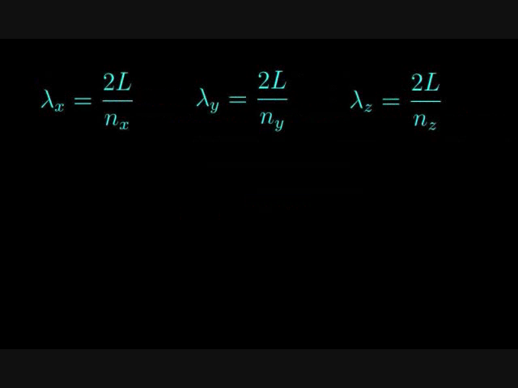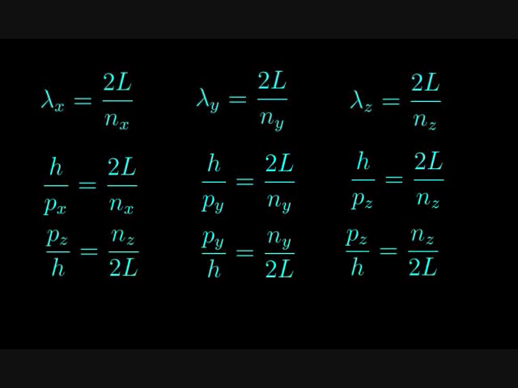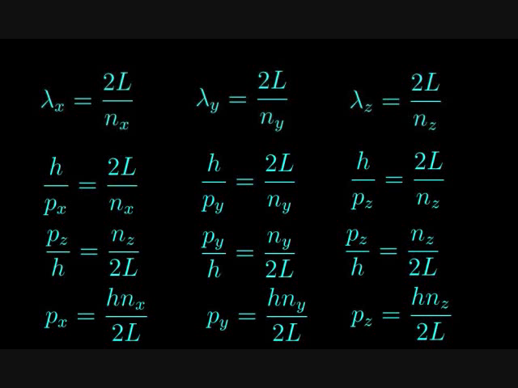We proceed as follows. We have already shown that the wavelengths of the particle in a given direction must be 2L over an integer. Quantum mechanics tells us that the wavelength of a particle in a particular direction is Planck's constant divided by the component of momentum in that direction. Taking the inverse of both sides and multiplying by Planck's constant shows that the components of momentum must be an integer multiple of h over 2L.